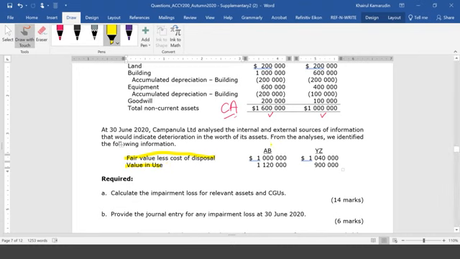Your first task, you need to calculate the impairment loss of relevant assets and CGU. I'm giving you 5 minutes to calculate the total impairment loss, and also the impairment loss for each individual asset. Can you do this? I'm giving you 5 minutes. First, calculate the total impairment loss for AB and the total impairment loss for YZ.